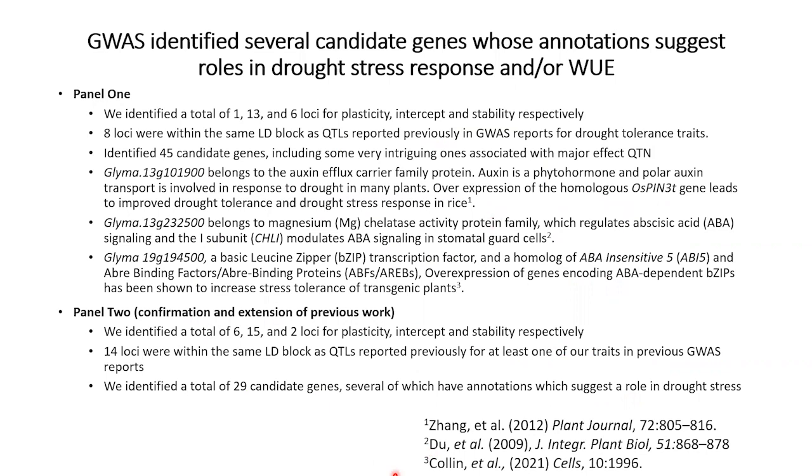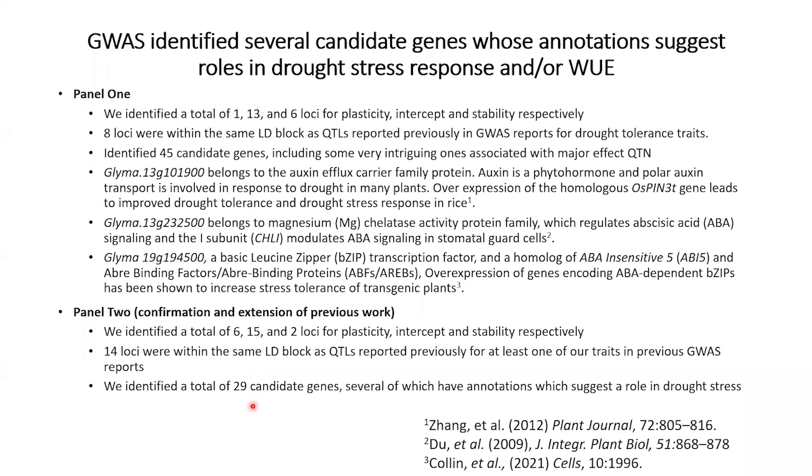So this is a bit of a wall of text, and I apologize for that. We basically identified a large number of loci for panel 1 as well as for panel 2. We found 8 loci were within the same LD block as previous reports in panel 1 and 14 in panel 2. So we identified 45 candidate genes in panel 1 and 29 candidate genes in panel 2.